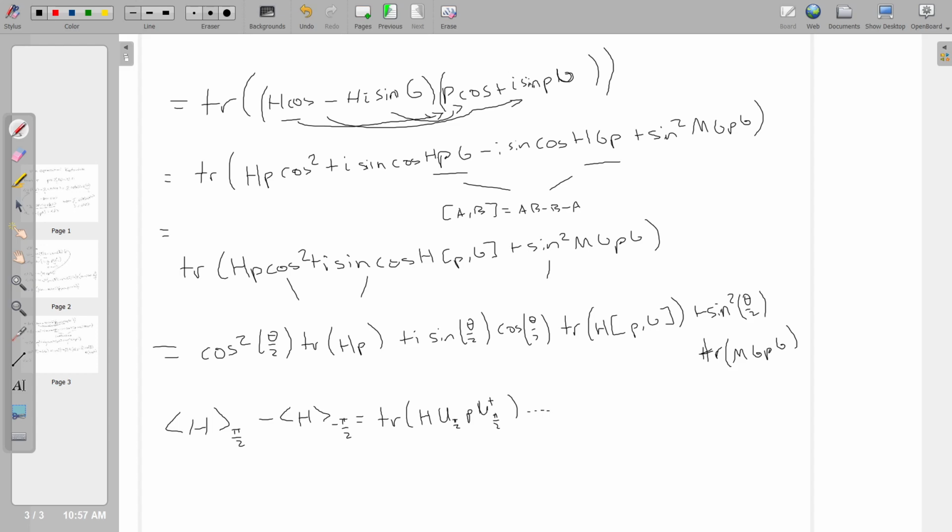And sine of pi over 2 is 1. And so from there, we can just rewrite this. This is a pretty simple derivation. If you want to do it out yourself, we can rewrite this as h g p. From there we have plus i trace h p g. And so we can see this is the commutation relationship as detailed above.